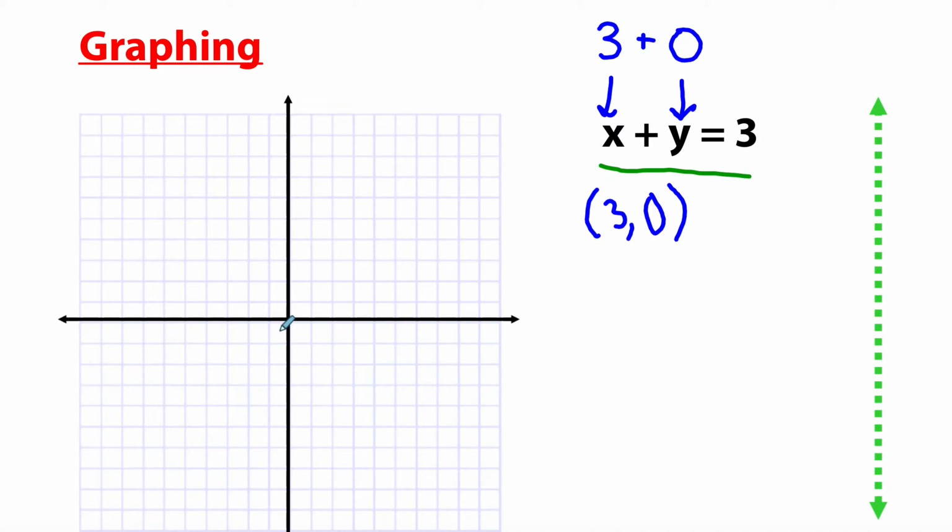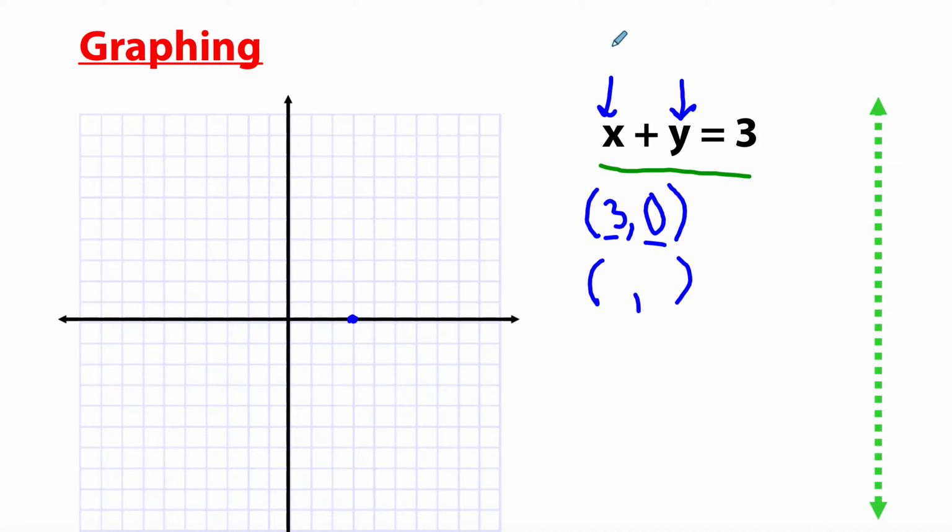So let's graph that. If each of these little boxes is 1, we'd start at 0, 0, and we'd go 3 in the x direction and then 0 in the y direction. So that would look like this: 1, 2, 3, right there. That's 3 in the x direction, 0 in the y direction. What's another pair? Can you think of another pair that we could order like this for x and y that would make this equation equal to 3?